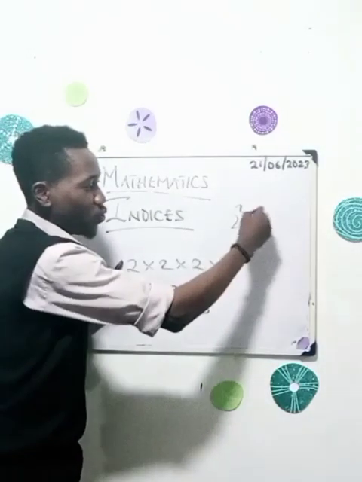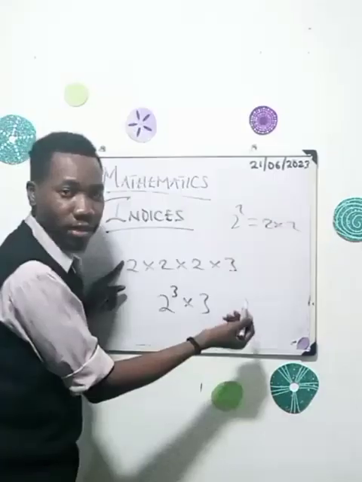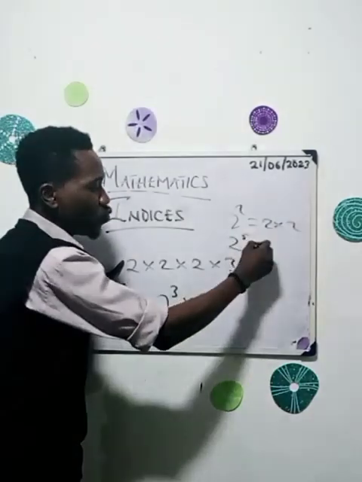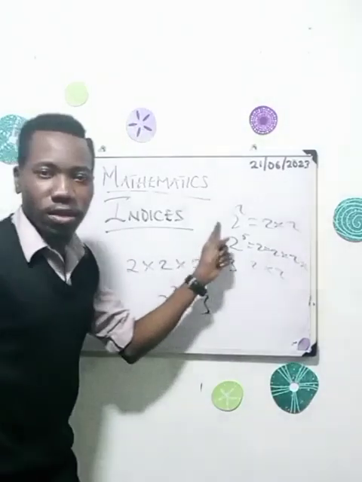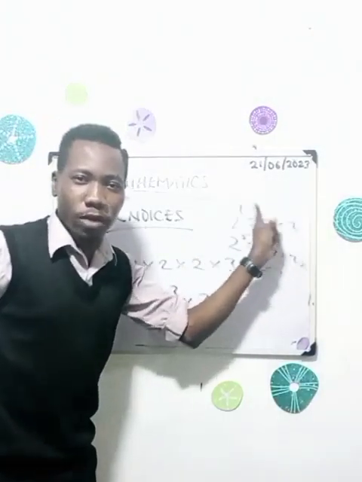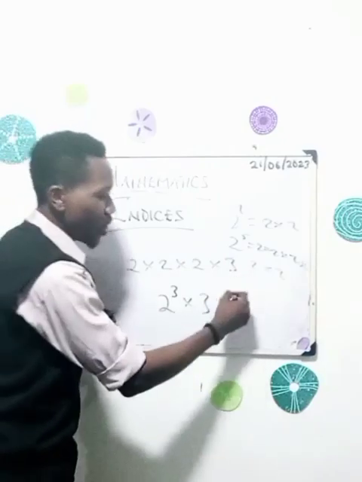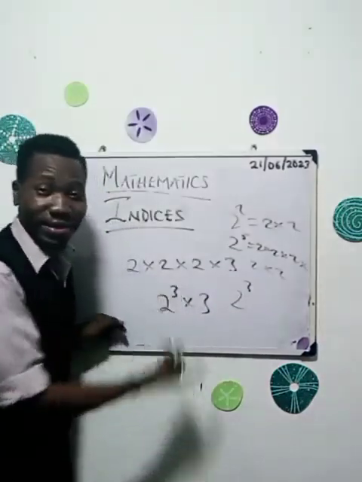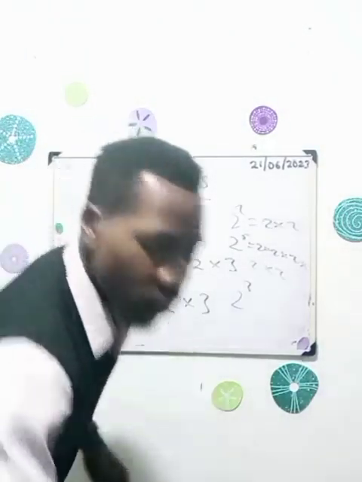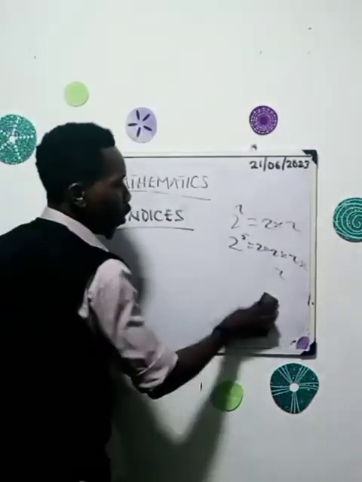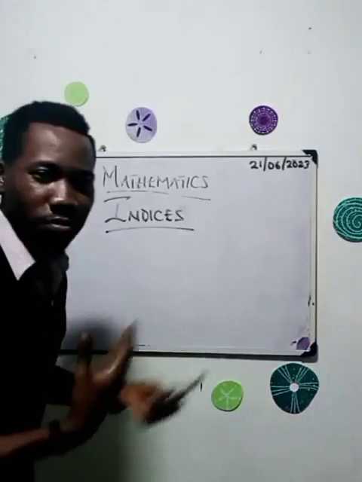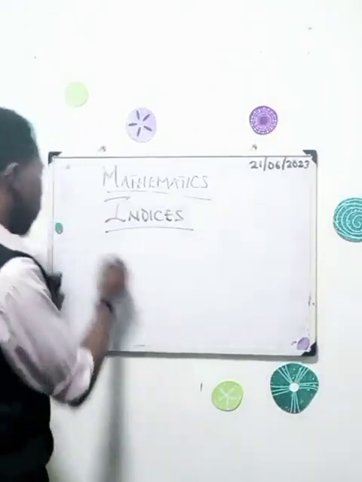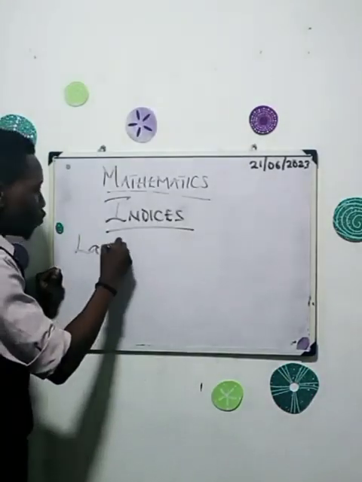That's like 2 raised to power 2 means 2 times 2. And 2 raised to power 5 means 2 times 2 times 2 times 2 times 2. Of course, there's a special name for raised to power 2: we call that square. And raised to power 3, for example 2 raised to power 3, we call it cube. So now let's see the basic laws, the rules of indices, that will help you to solve problems on indices.